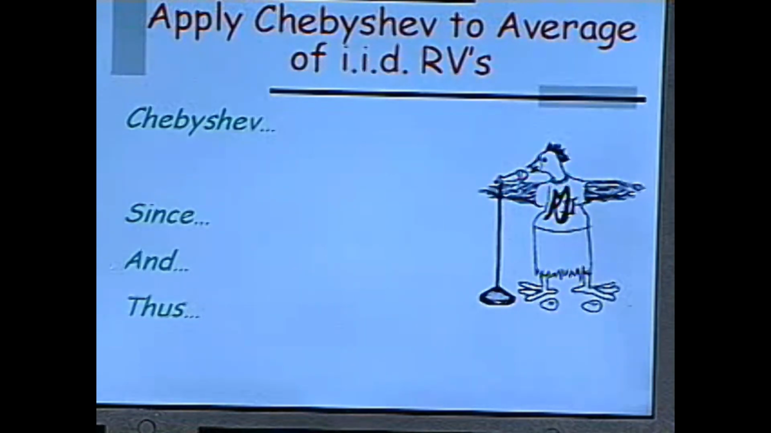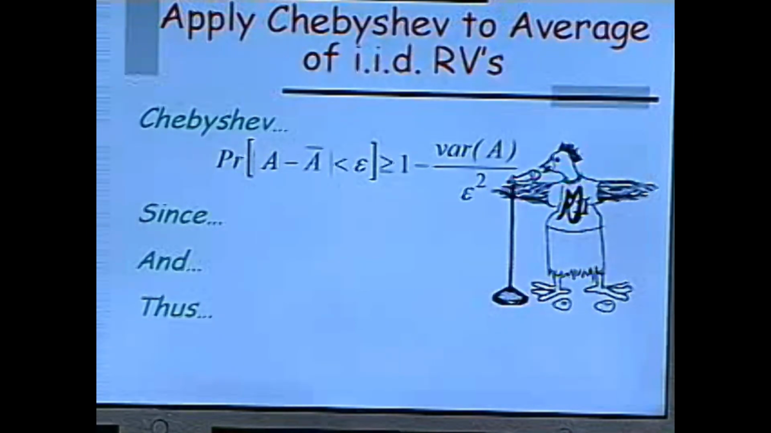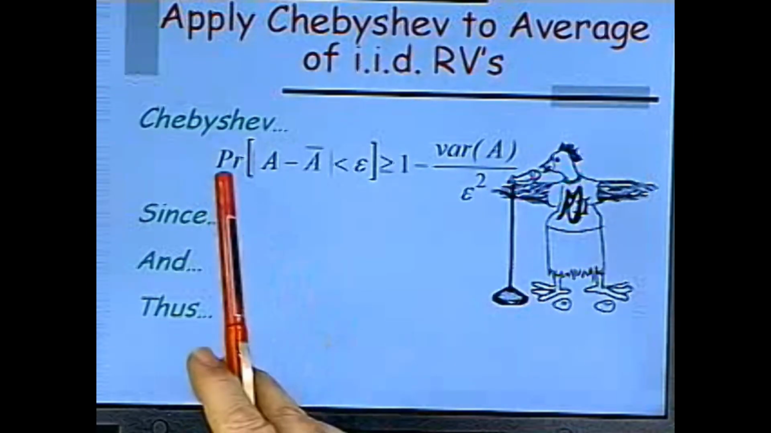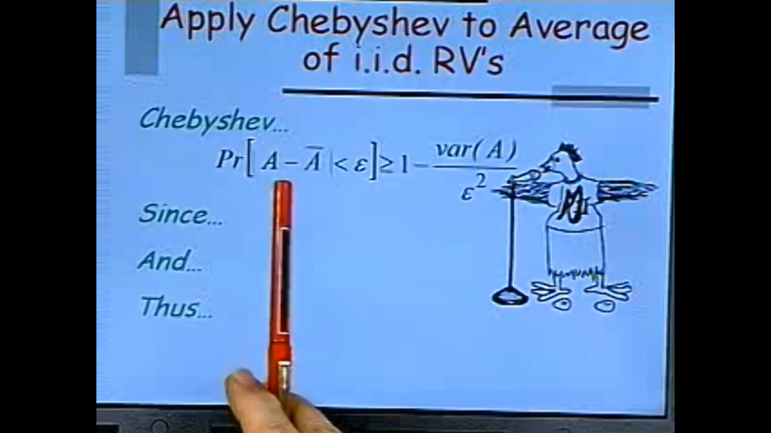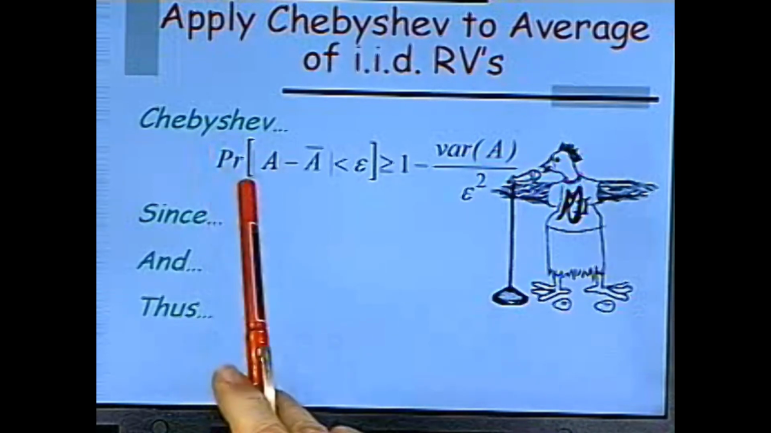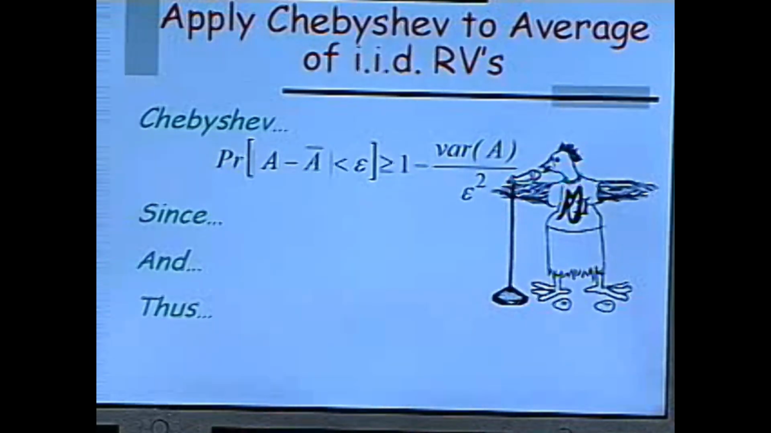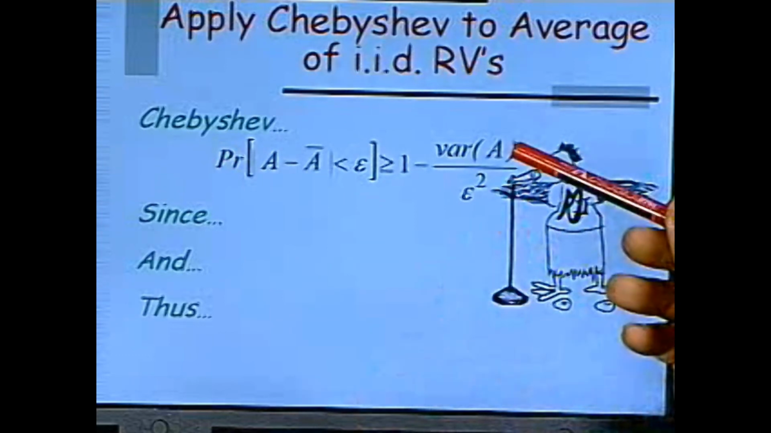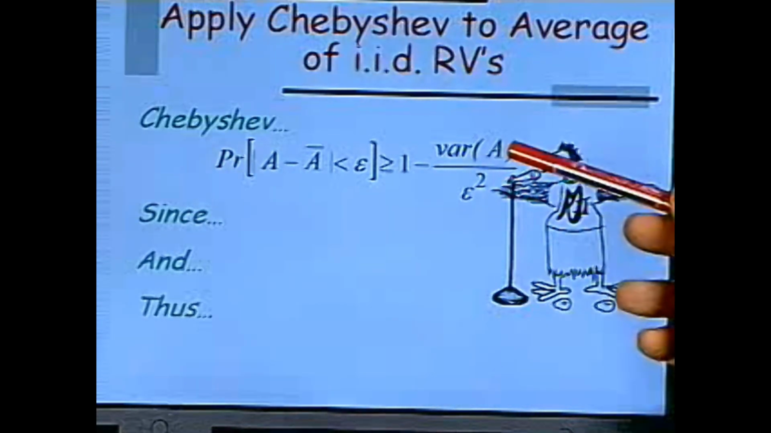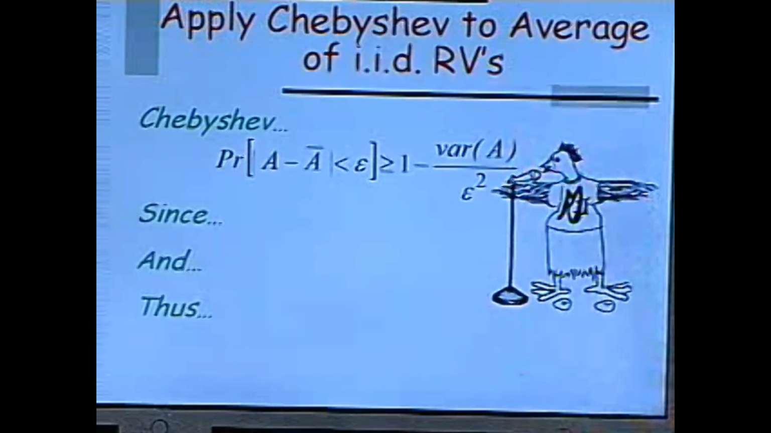Now, we can actually apply the Chebyshev inequality. Remember the Chebyshev inequality? We apply it to the average of IID random variables. Now we're going to apply the Chebyshev inequality to the random variable A. The Chebyshev inequality, which we derived a long time ago, is applicable to any random variable. It says the probability that A minus A bar is less than epsilon is given by this bound. Again, it's something that we derived previously. But here's something interesting: we now have an expression for the variance of A. We've just derived it. It's equal to the variance of x over n, right?